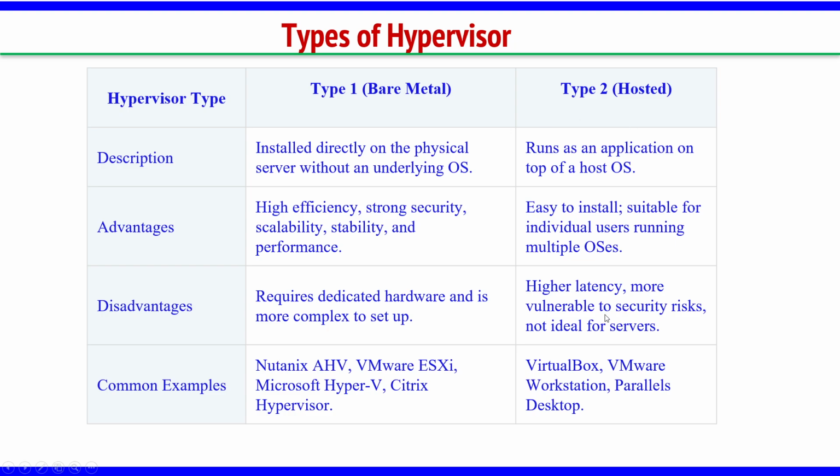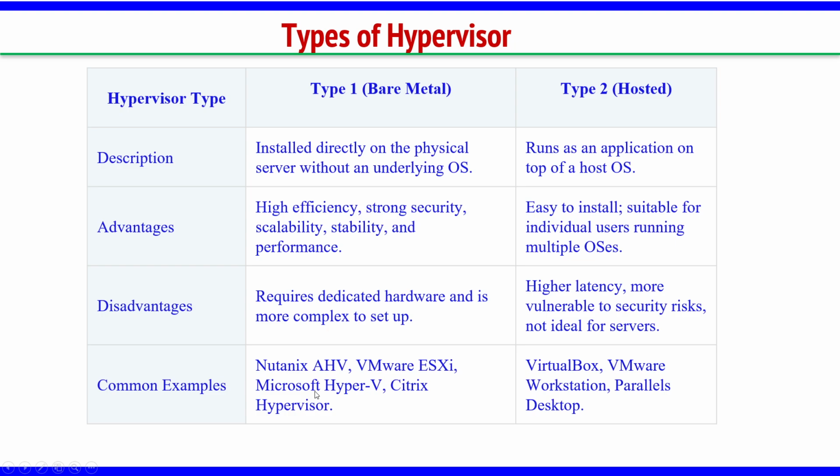Difference between bare metal and type 2. See, the bare metal is installed directly on the physical server. This runs as an application on top of the host OS. Advantages: bare metal is highly efficient, has strong security and all those benefits. In type 2, it is easy to install, suitable for individual users running multiple OS. Drawback here: it requires dedicated hardware in bare metal, type 1. But type 2 has higher latency, because it is working as a software application, and it is more vulnerable to security risk.